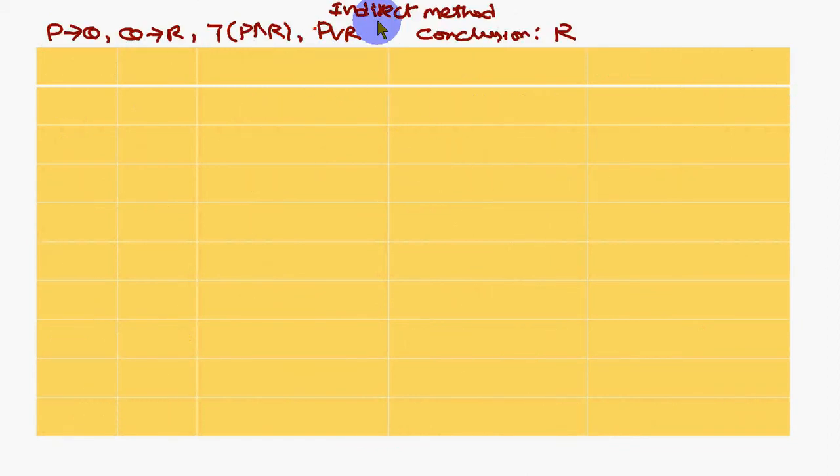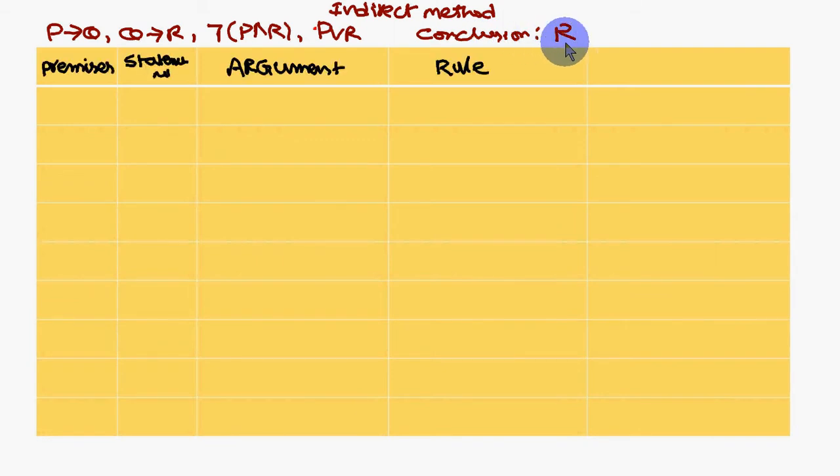Okay, now we'll go to another problem. The premises are P conditional Q, Q conditional R, not P ∧ R, P ∨ R, and the conclusion is R. How many premises? Four premises and one conclusion. In the indirect method, you have to take the negation of the conclusion. So the negation of the conclusion is not R. That we have to introduce by rule AP, additional premise, not R.